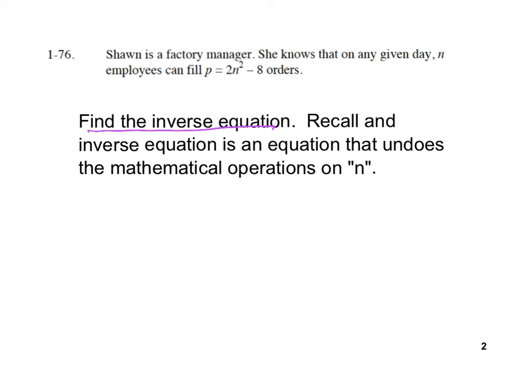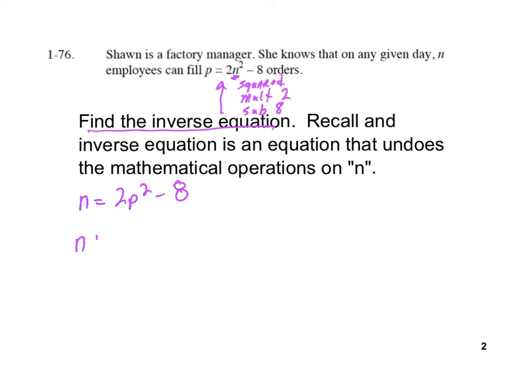Recall that the inverse equation is an equation that undoes the mathematical operations on n. So if I wanted to undo my operations on n, well, n is squared, then it's multiplied by 2, and then subtract 8. So let's find the inverse equation. First, start by swapping your n's and p's. So n equals 2p squared minus 8. Now do these in reverse order and with the opposite operation.